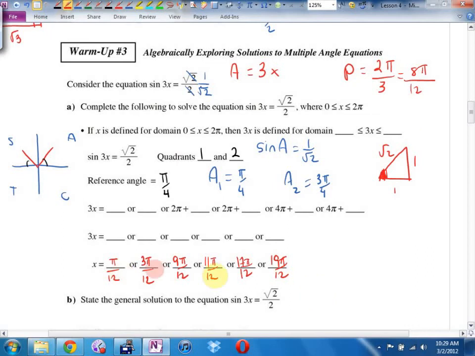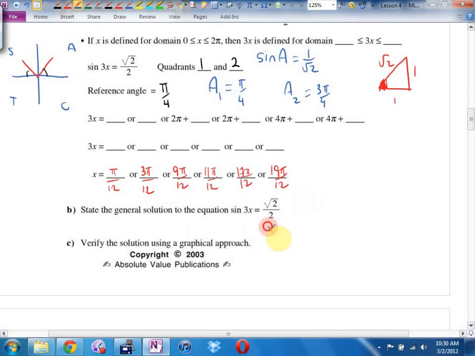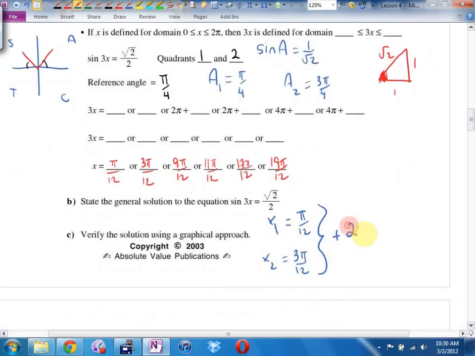I don't quite like the way they listed them with ORs. I usually like going x1, x2, x3, x4, x5, x6, but whatever. There's all 6 answers. Oh, what about the general solution? The general solution is going to be the first 2 plus multiples of the period. 2 pi n over 3, 2 pi by 3 n, where n is an integer.